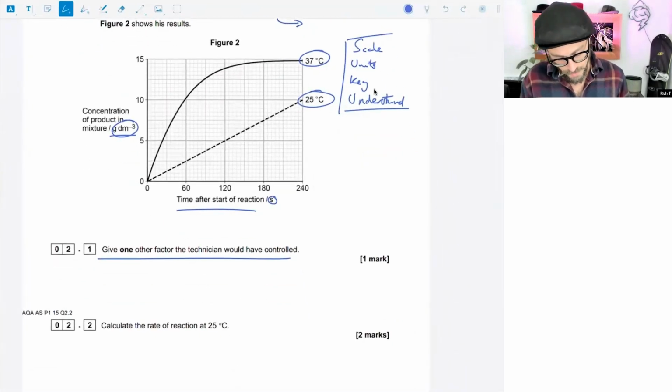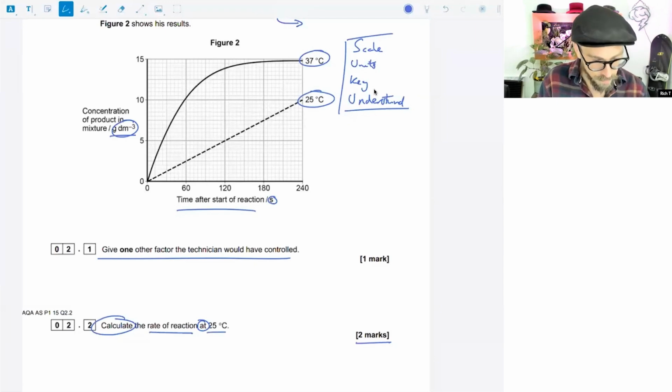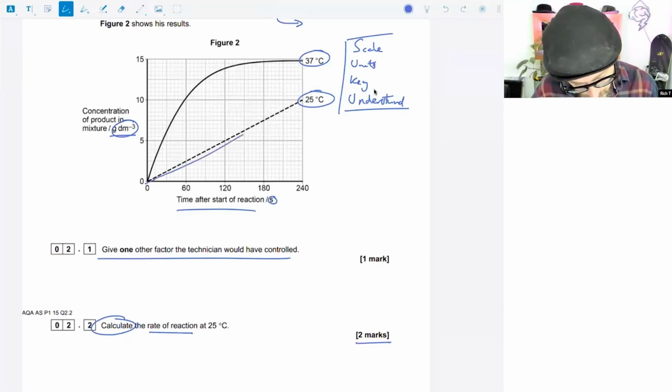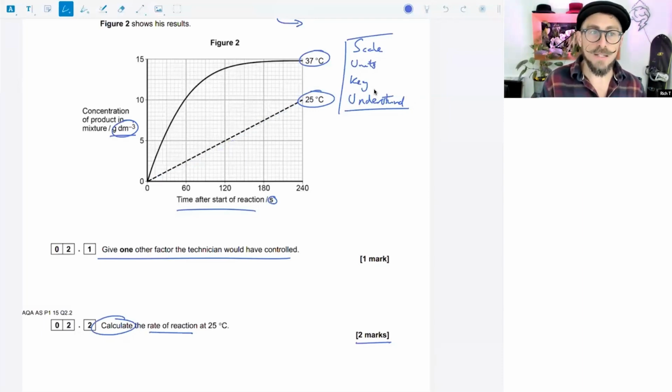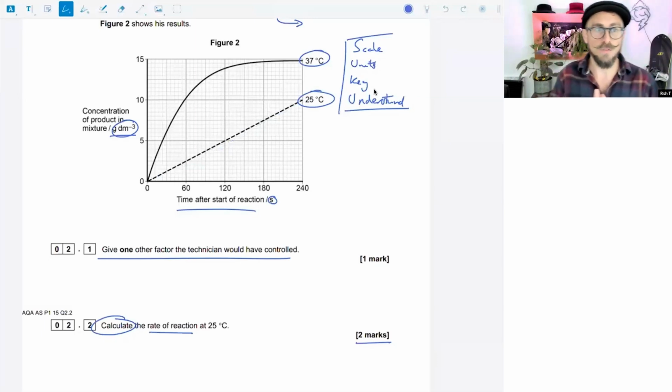This is the question I wanted to look at. We've got a command word, calculate, 2 marks. That's the C of carbs, command word and marks. The rate of reaction at 25 degrees C. Now, I've already in my graph analysis noticed that this was a bang on straight line. So is the rate changing or is the rate constant? You can just put changing or constant. And if you're watching the recording, pause it, think to yourself, is the rate changing or is the rate constant for 25 degrees C?